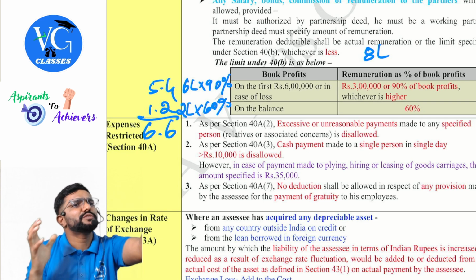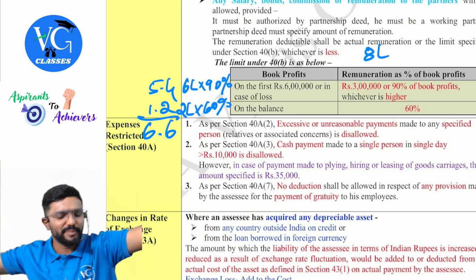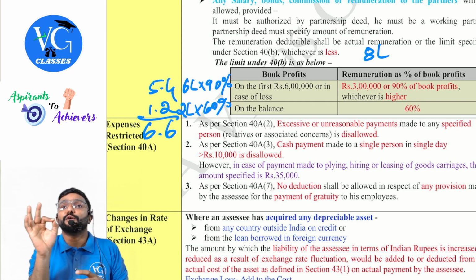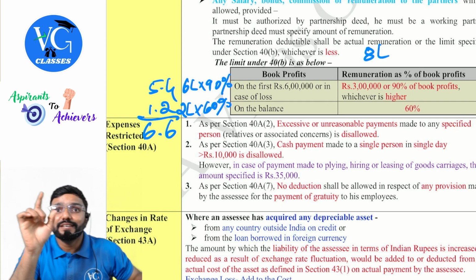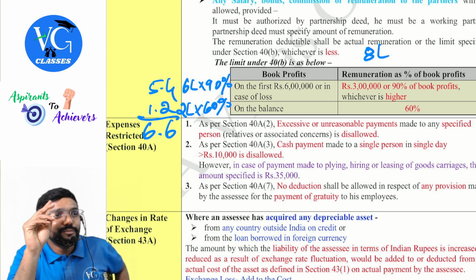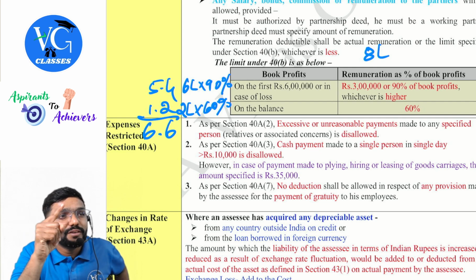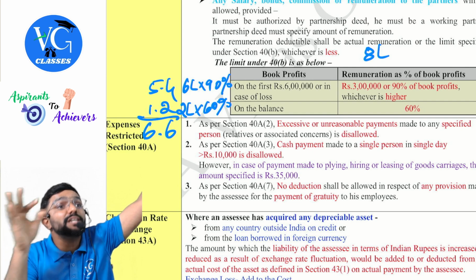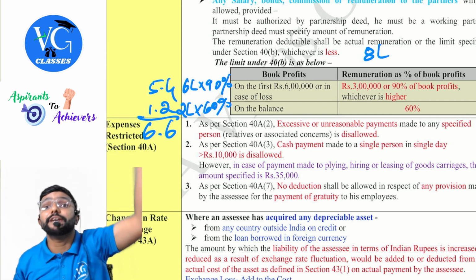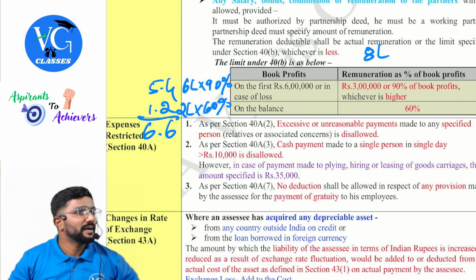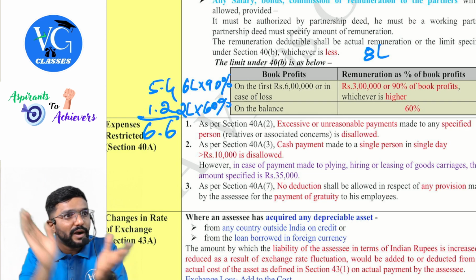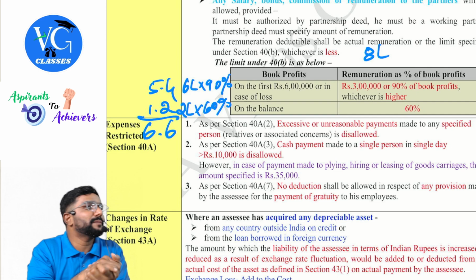Assume actual remuneration is only 5 lakh. How much is allowed, 5 or 6.6? 5. Assume actual remuneration is 20 lakh. How much is allowed? 6.6. Now listen. How much is allowed as an expenditure for the firm? 6.6 lakh. Now how much is taxable for the partner? 6.6, under the head PGBP. Section 28 clearly tells that what is allowed for the firm is taxable for the partner.